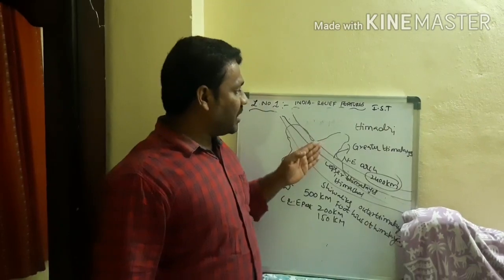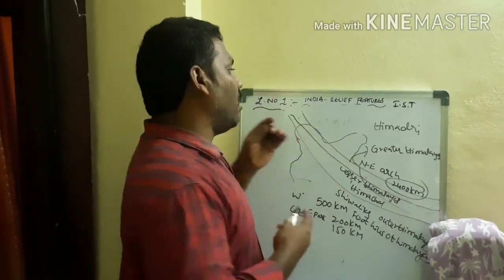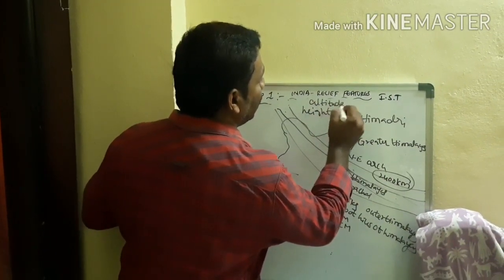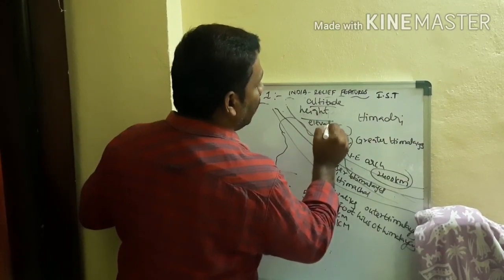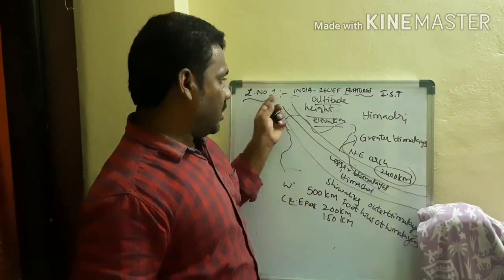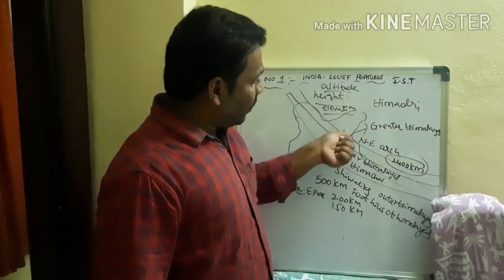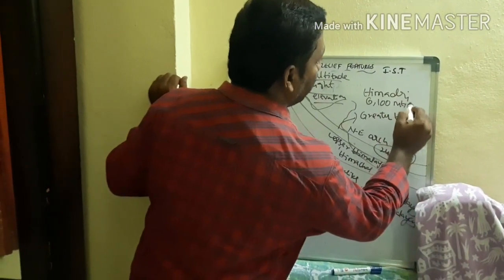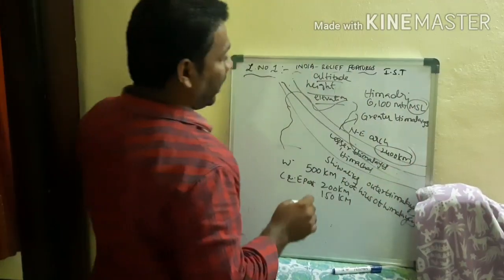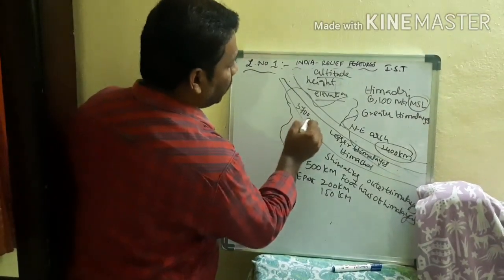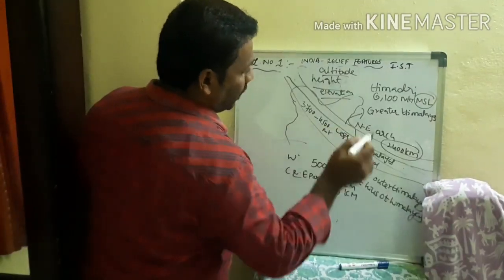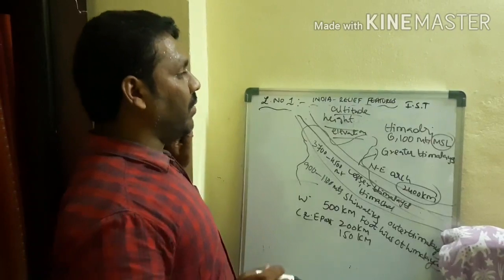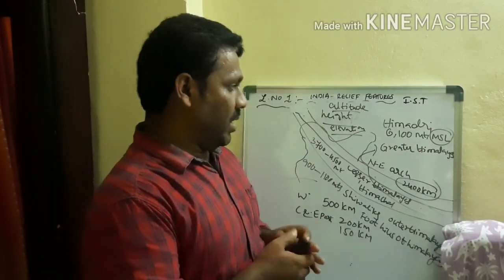These are the 3 parallel ranges with a spread of 2400 kilometers overall, and they vary in altitude. We can call it height, altitude or elevation. All are the same in meaning, but they may be asked in different words. The elevation of the Greater Himadri is how much? 6100 meters above the mean sea level, at minimum. The Lesser Himalayas is 3700 to 4500 meters. The Shivaliks is 900 to 1100 meters. This is the average elevation from the mean sea level. We will discuss one by one.